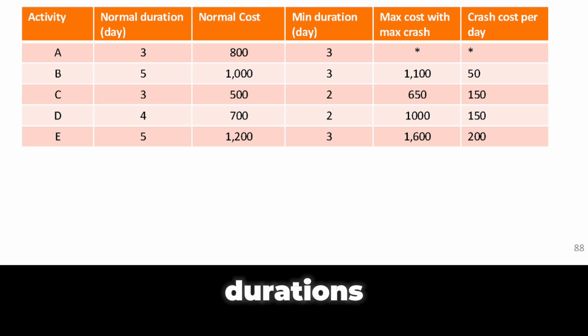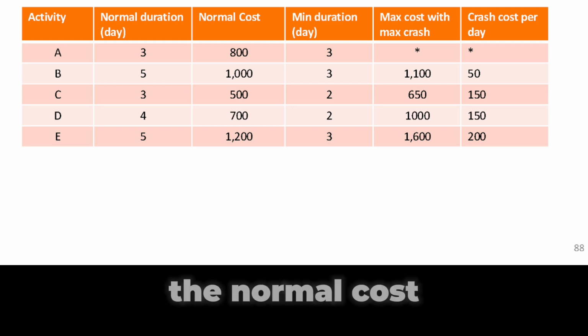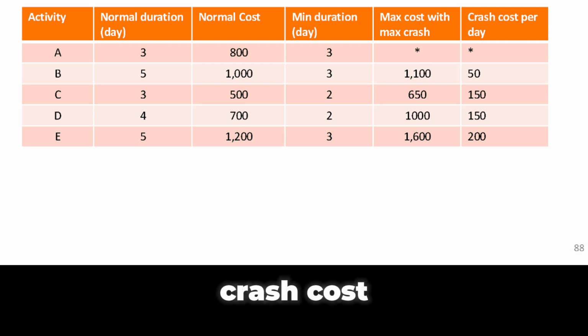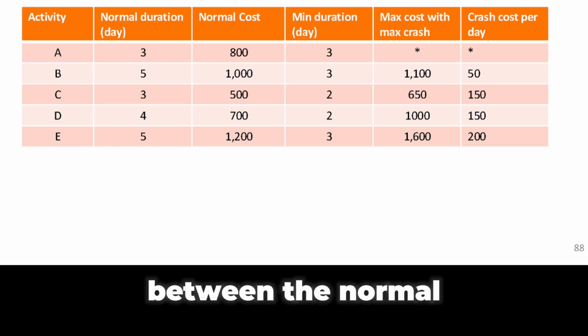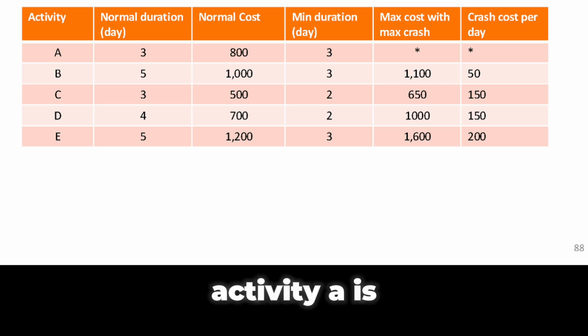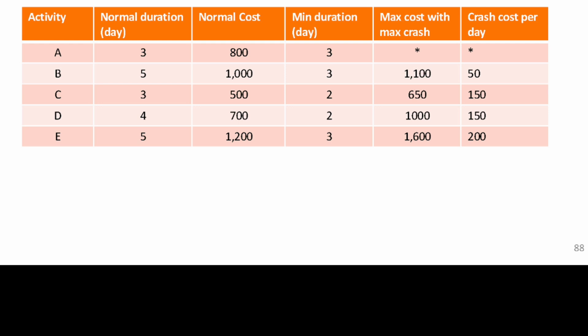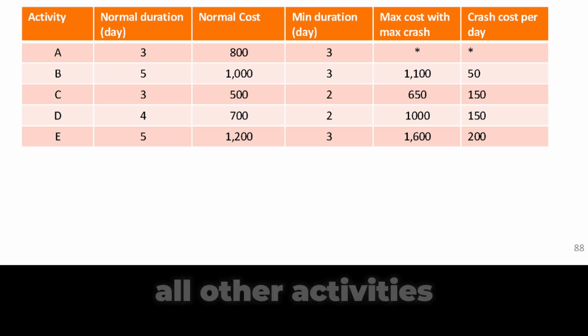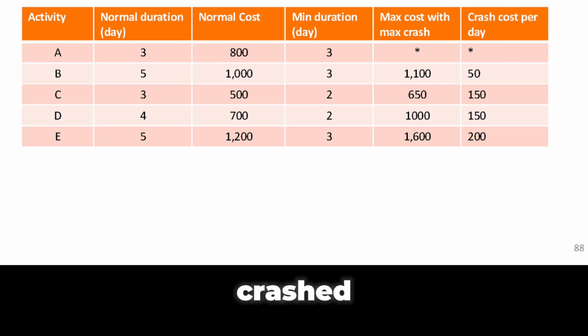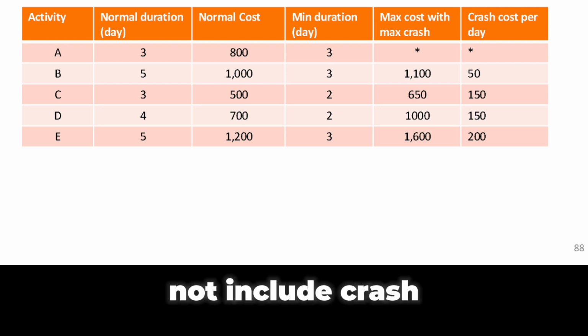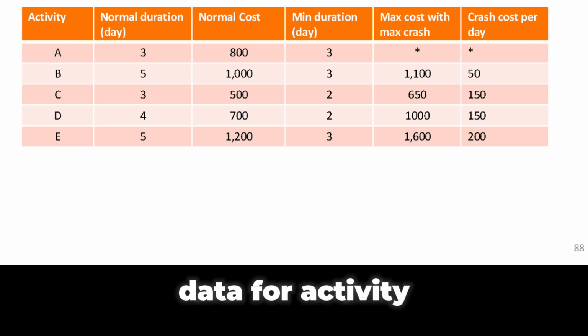to those minimum durations. The last column shows the crash cost per day, calculated by subtracting the normal cost from the maximum crash cost and dividing that by the difference between the normal and minimum durations. Activity A is a non-labor task whose duration depends on an external approval process. Therefore, it is not crashable. All other activities are labor-based and can be crashed. As a result, the table does not include crash cost or crashing data for activity A.